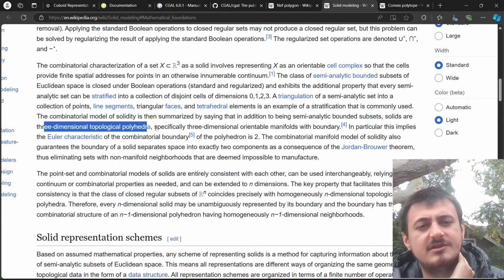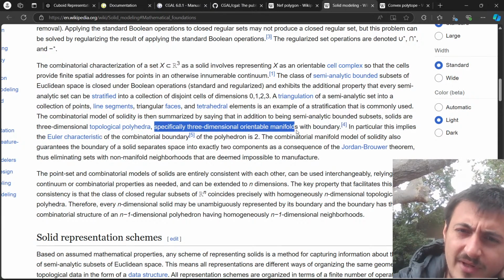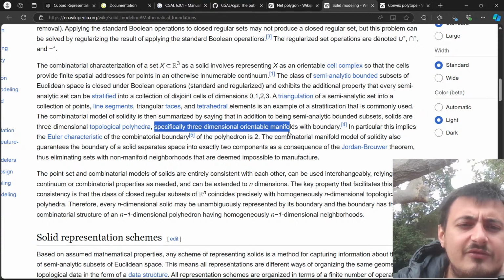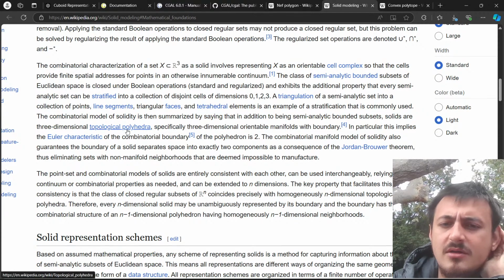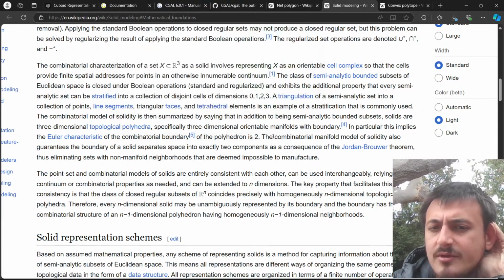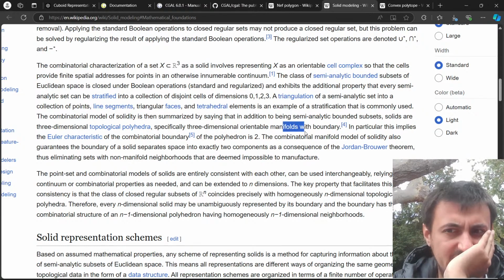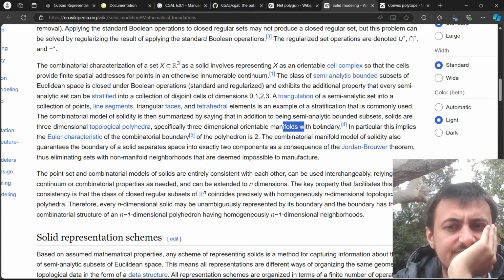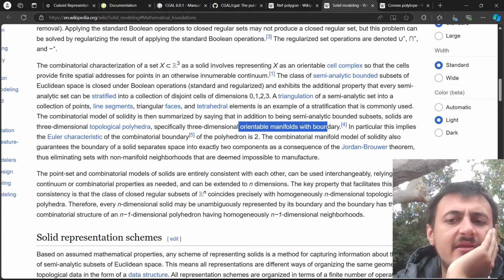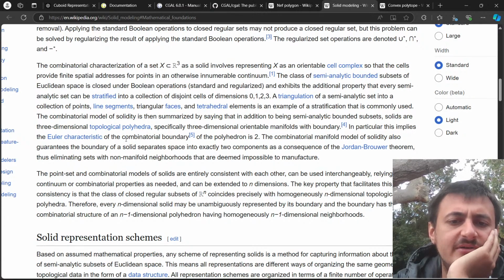Okay. Specifically, three-dimensional orientable manifolds. Wait, a manifold is much more general than a polyhedron. A manifold could be smooth. Oh, maybe not. Maybe not. I don't know this math. In particular, this implies the Euler characteristic of the combinatorial boundary of the polyhedron is 2. I forget this too.